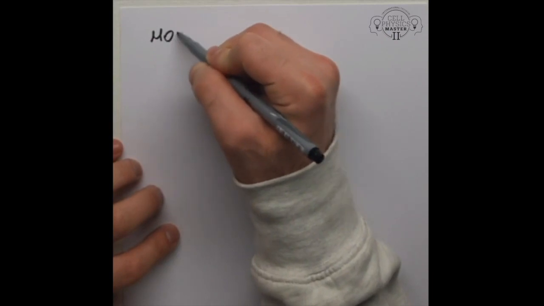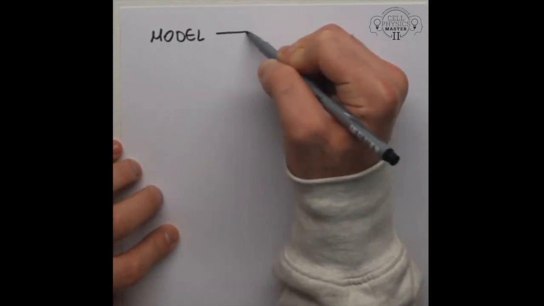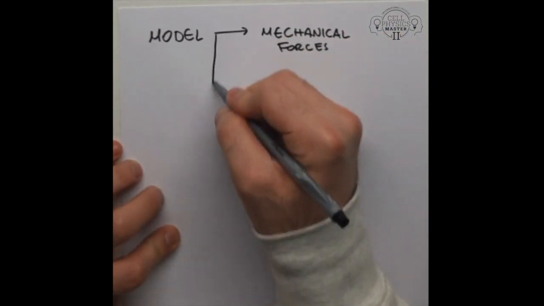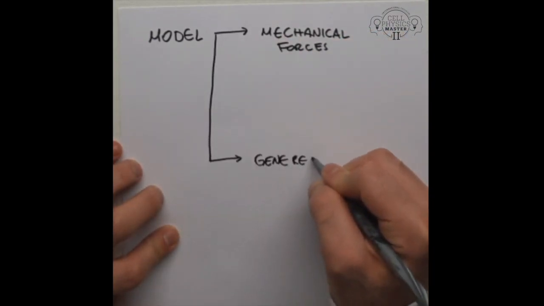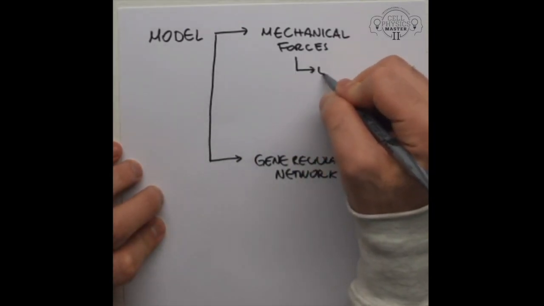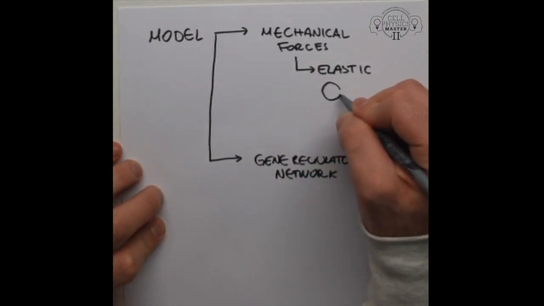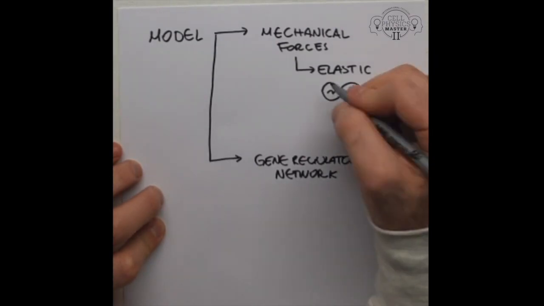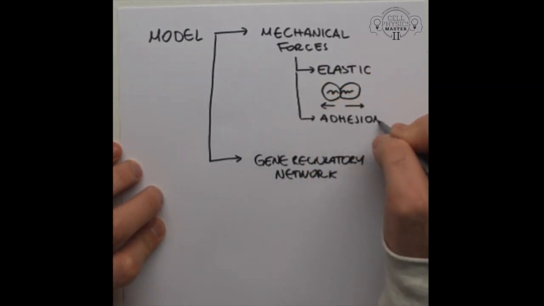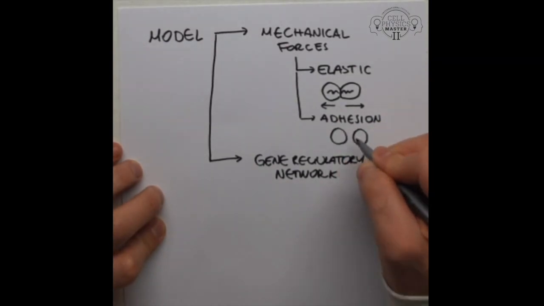Our purpose is building a model which is able to reproduce this phenomenon, performing numerical simulations which take into account the interplay between mechanics and the gene regulatory network. Let's suppose our cell is a sphere, which acts as if there were a spring inside. If it is compressed, it will exert a force opposite to the compression. Let's add adhesion properties which stick the cells together and make their relative movement difficult.